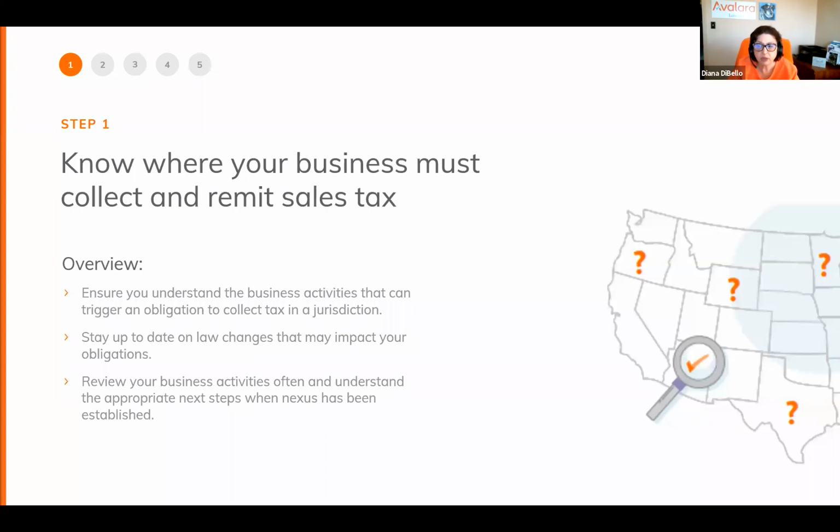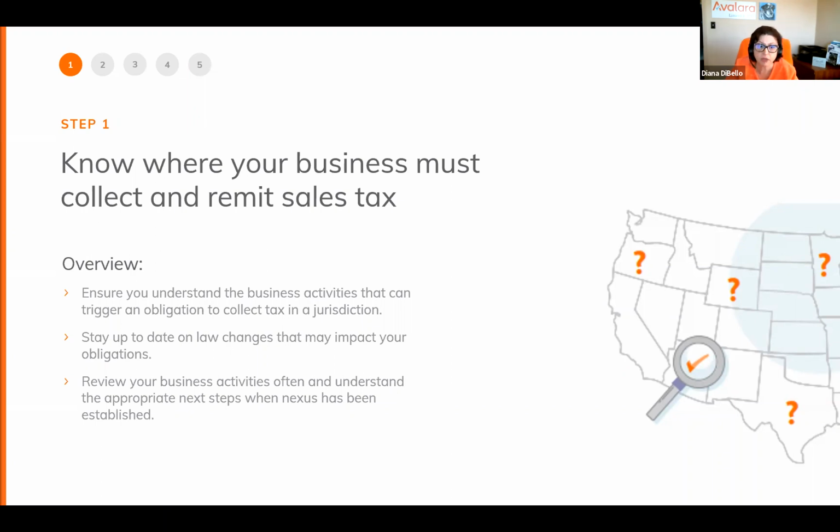So first of all, know where your business must collect and remit the sales tax. You probably don't need to collect everywhere. The obligation to do so is based on a connection between you and that jurisdiction. That connection is called Nexus. It's referred to connections that are established by either a physical property having some physical presence in that jurisdiction. And over the years, that definition has evolved to other types of nexus, including affiliate nexus and click-through nexus. The states are using these types of nexus.